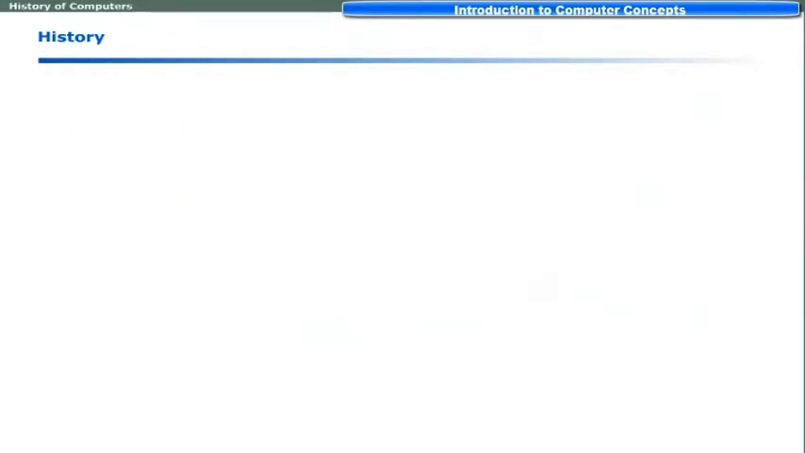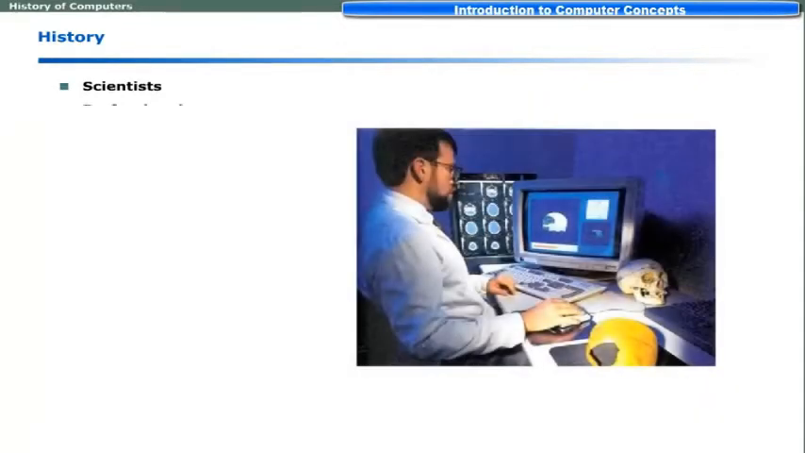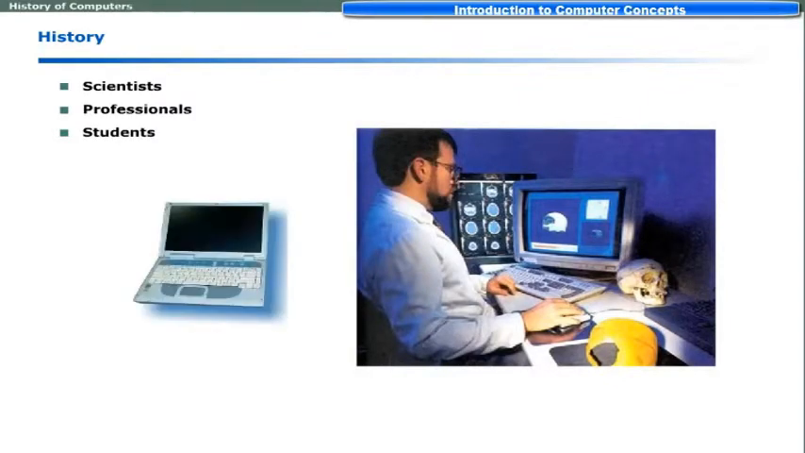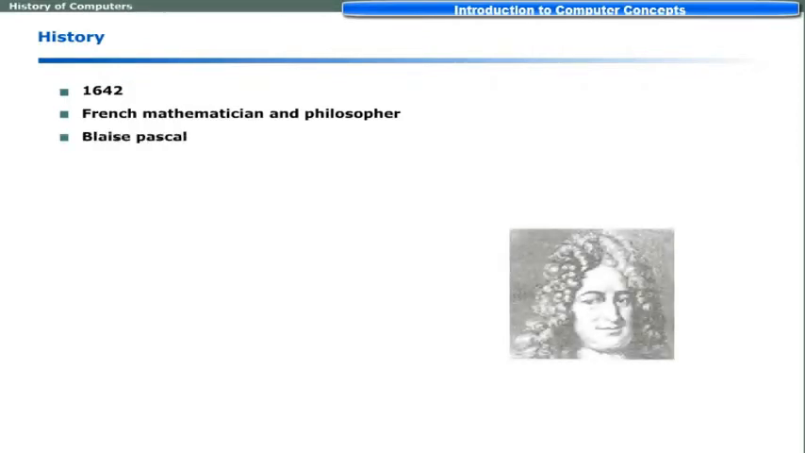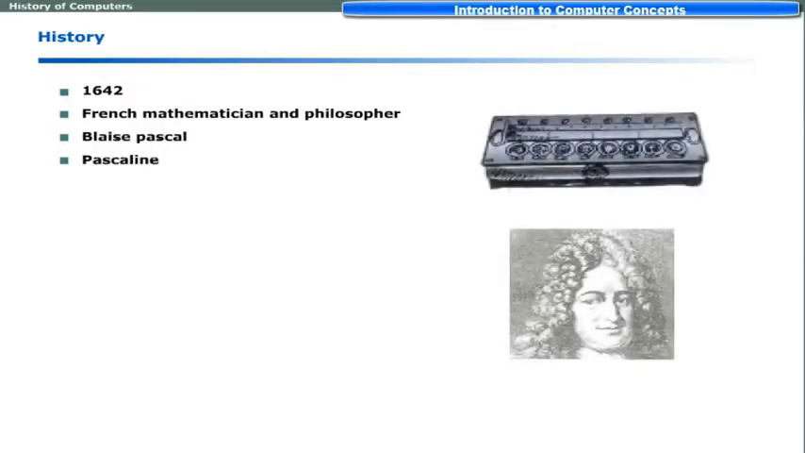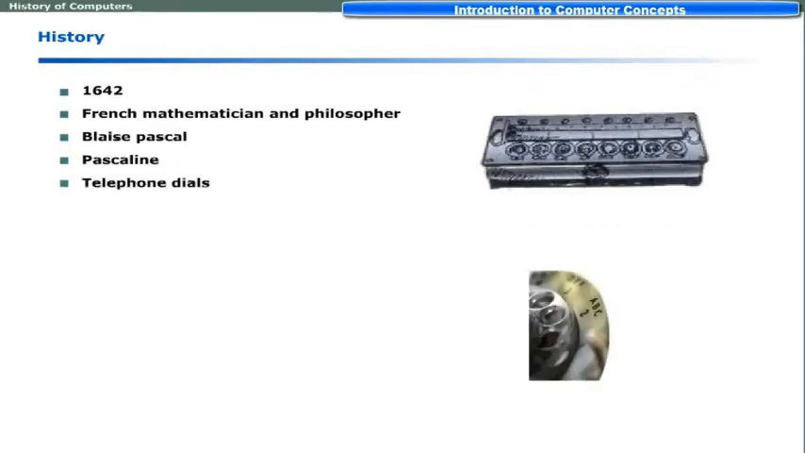Dear learners, now we will discuss the contributions of scientists, professionals, and students who contributed to bring to us this marvel of the modern age. In 1642, French mathematician and philosopher Blaise Pascal invented Pascaline. It used wheels like telephone dials. Numbers were arranged on these dials. Wheels were revolved to make calculations.